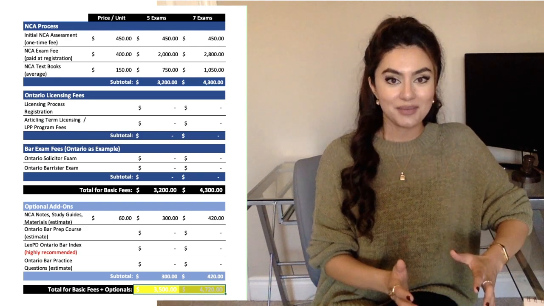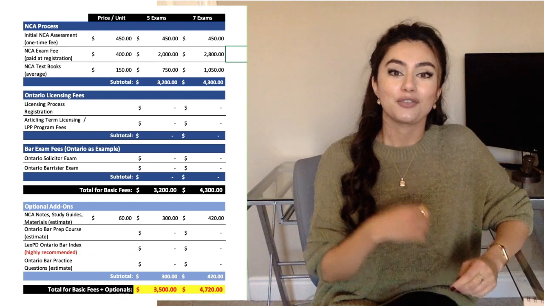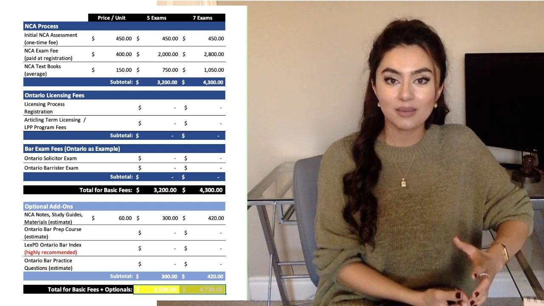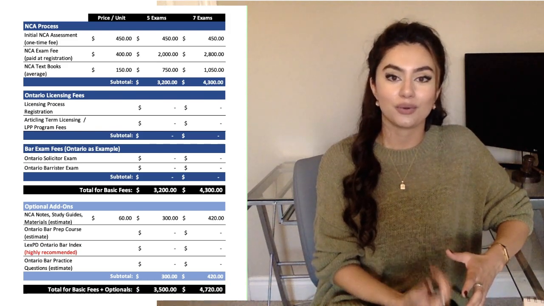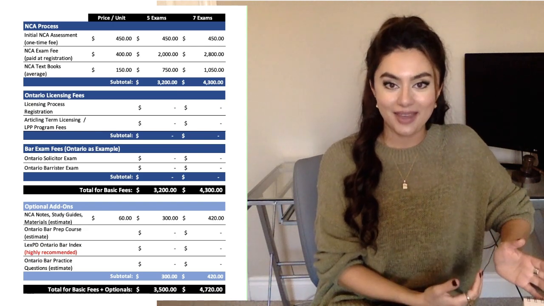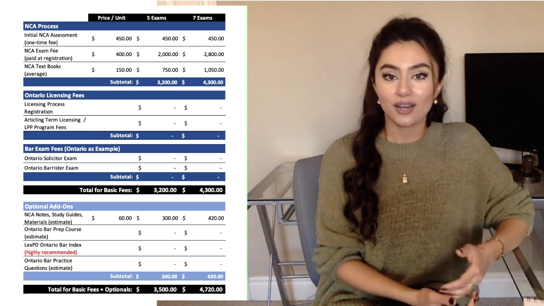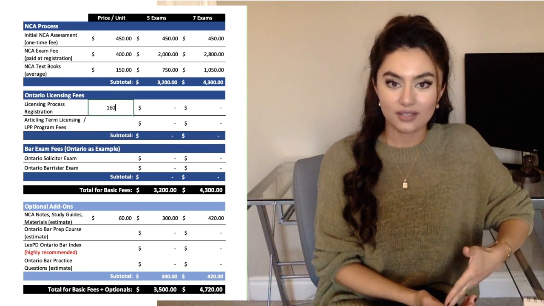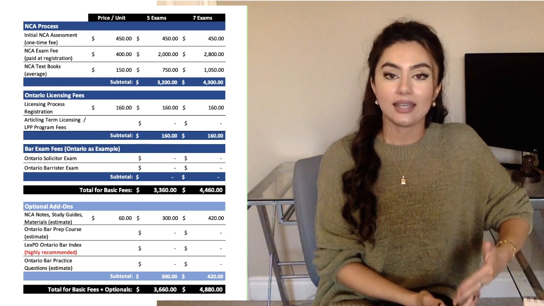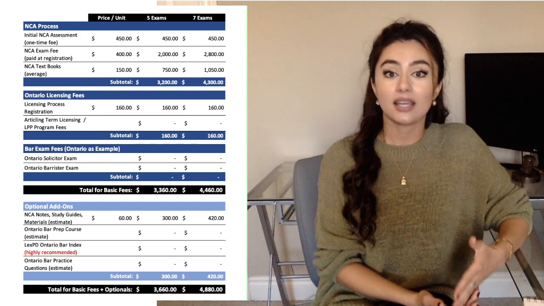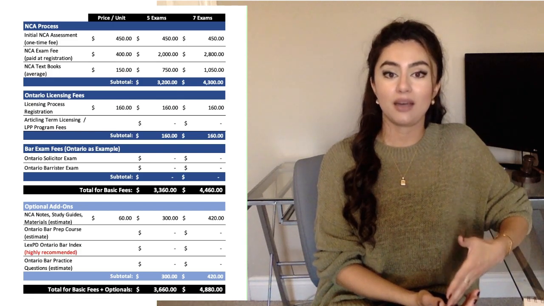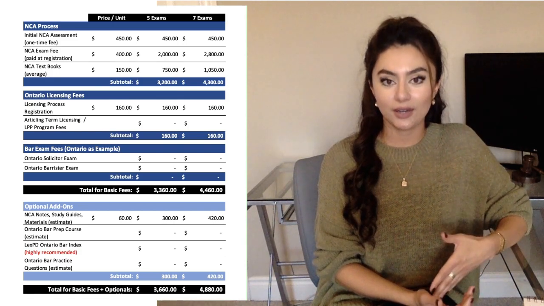Once you've successfully completed the NCA process and you've obtained your certificate of accreditation and you're ready to pursue the lawyer licensing process in whichever provincial or territorial bar you'd like to practice with, you would have to also register with them, and there's a cost for that. In Ontario, that cost is $160. So once you've registered as a lawyer licensing candidate with the Law Society of Ontario, you can now commence the 2 components in order to become a licensed lawyer with the province of Ontario.